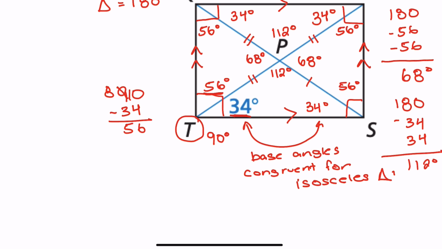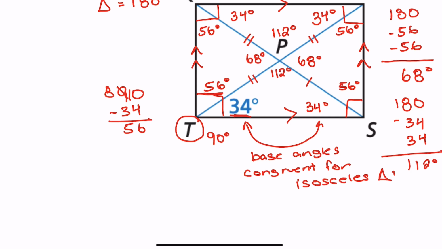So I know it's a lot to remember, but this pattern will always be true for rectangles, no matter what rectangle you are given. I'm always going to create isosceles triangles, which means the base angles will always be congruent, and the sides will always be parallel, meaning the alternate interior angles will always be the same.